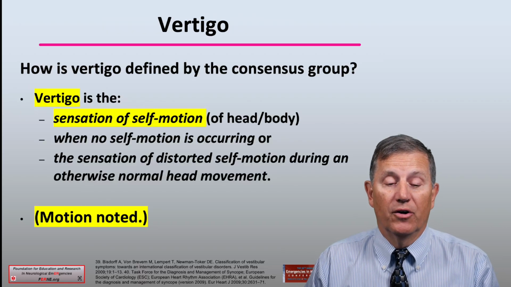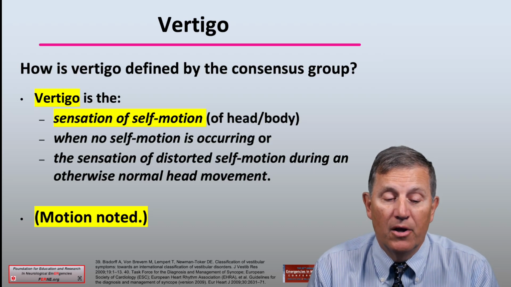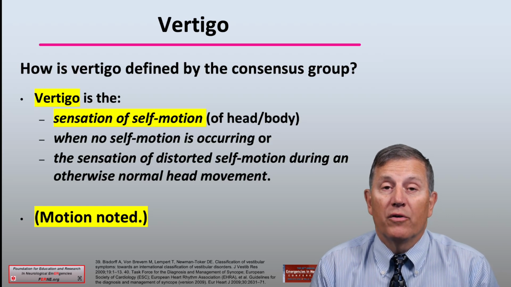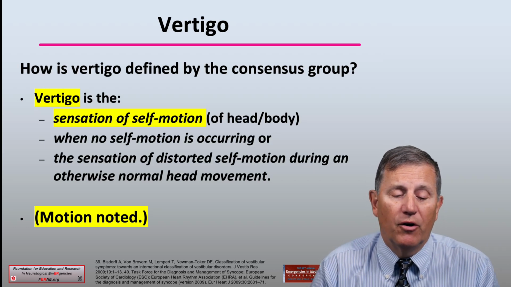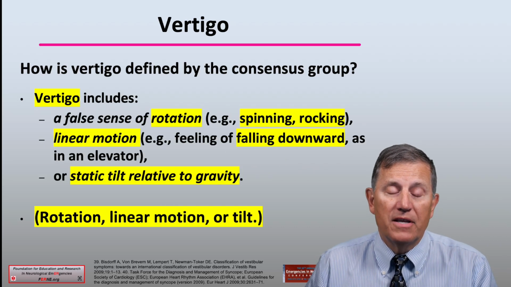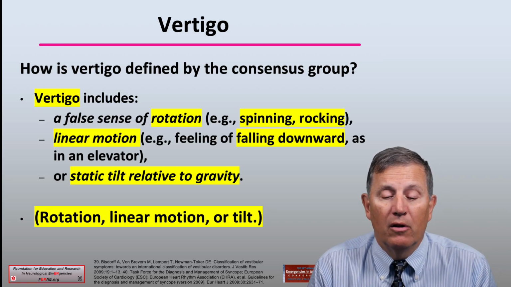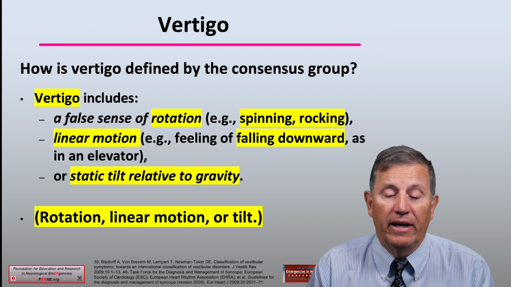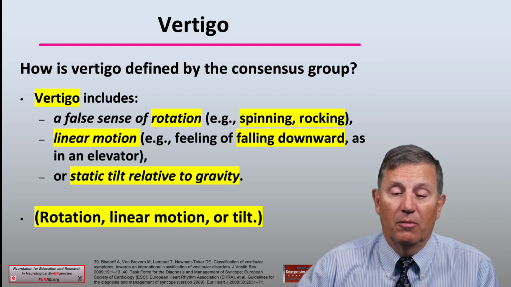So now let's consider what is vertigo. How is it defined by the consensus group? Vertigo is the sensation of self-motion. So clearly vertigo, as opposed to dizziness, involves some sense of motion. That can be of the head or body when there's no real movement occurring. In other words, a slight movement of the head can cause the sensation that the body or head continues to move. This motion can be a sense of rotation, such as spinning or rocking, linear motion, falling downward, such as in an elevator, or some static tilt relative to gravity where the patient feels like they're moving and not standing up straight. So this movement can be rotational, linear, or have some tilt component to it.